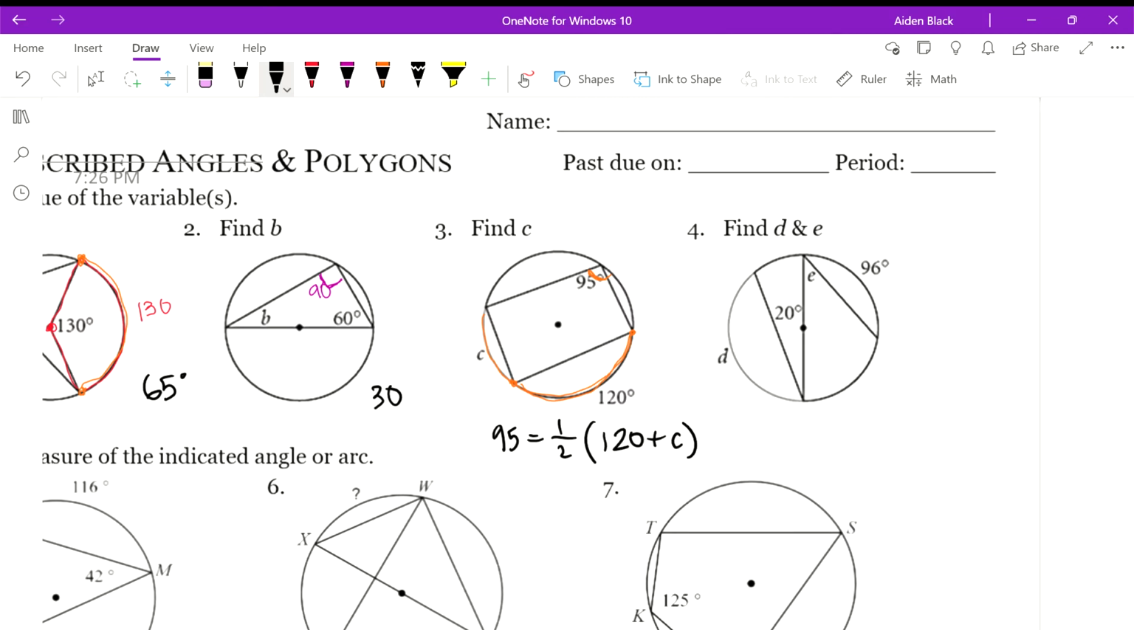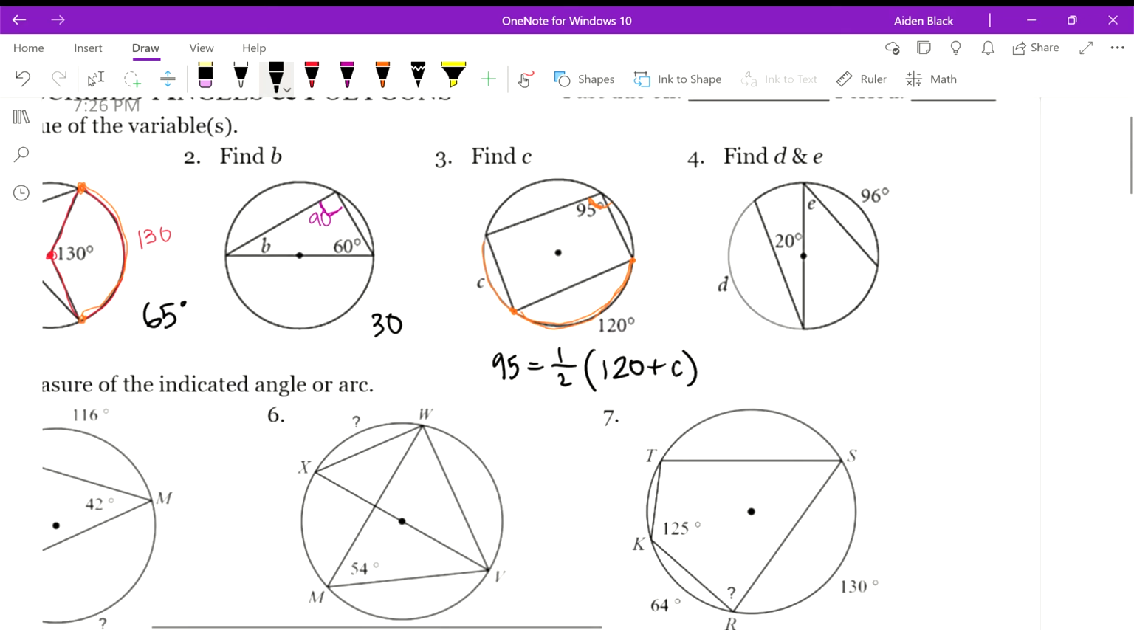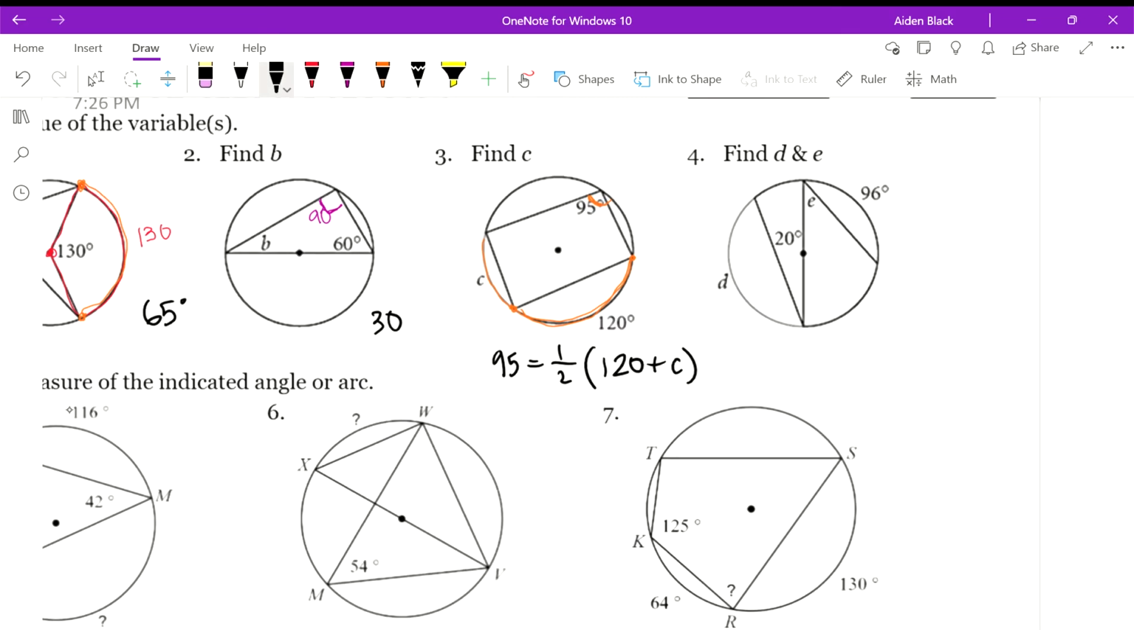So if we add up 120 and C, we have double that inscribed angle, so we can just cut it in half here. So I'll make this easier by multiplying both sides by 2, which is another way you could have started it in the first place. You could have just doubled the inscribed angle. What do we get with that? 190 is equal to, so if we multiplied this side by 2, it gets rid of this 1/2, so we're just left with 120 plus C. Therefore, we know C must be 70.